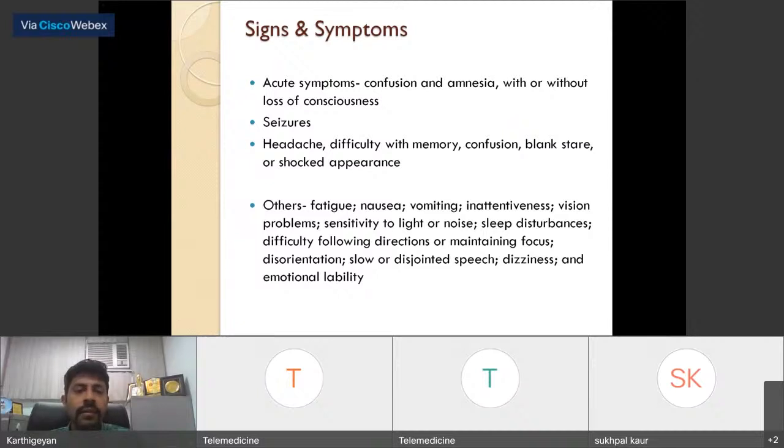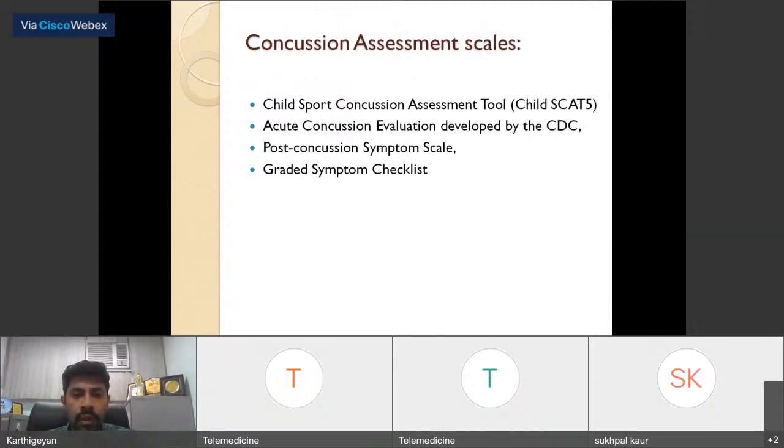So, as I said, the child can present in a number of ways, ranging from simple confusion or loss of consciousness or some mild memory disturbances, or they can have post-traumatic seizures or just a vacant stare look. But there are many concussion assessment scales in use. I'll not go into details of all this.